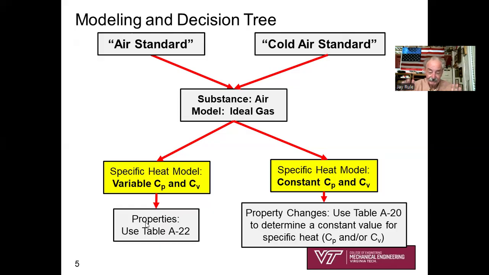That's the bottom line. So over here, if you see the words cold air standard, you've still got air, you've still got ideal gas, but your model for specific heat is constant specific heat. So if you're using the cold air standard analysis, you're going to go to table A20 and select a value for specific heat. Or you'll be given it in the problem statement and you're going to use that as a constant.